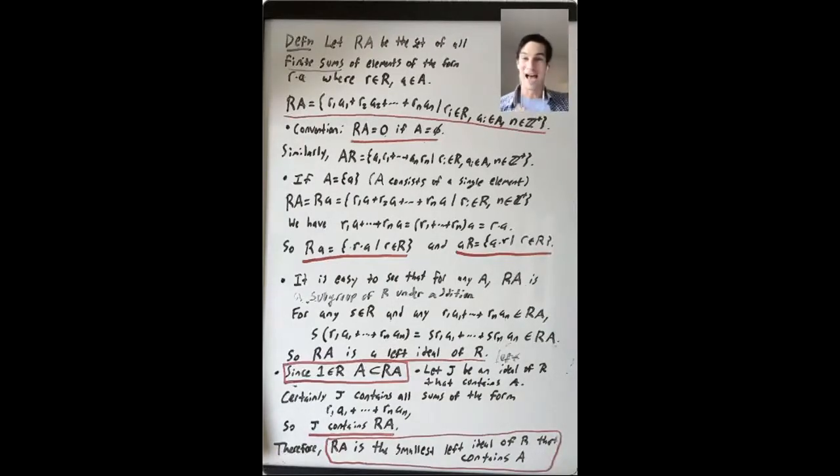So that is what we were talking about at the beginning of this video. You can do everything entirely parallel for right ideals instead of left ideals and see that AR is the smallest right ideal of R that contains A. So I'll pause and erase, and then I'll talk about going from left ideals and right ideals to two-sided ideals.